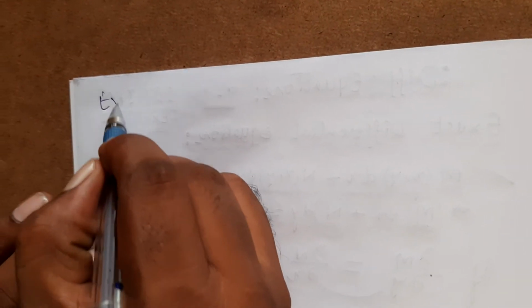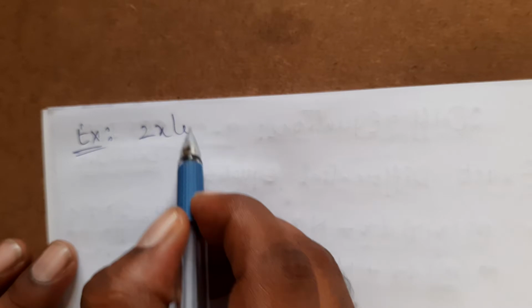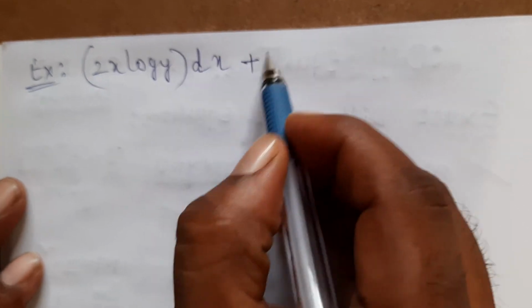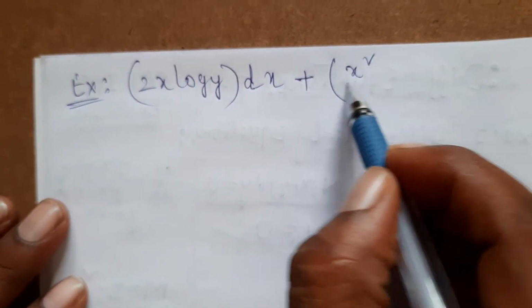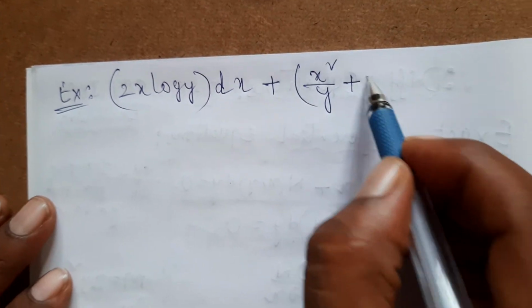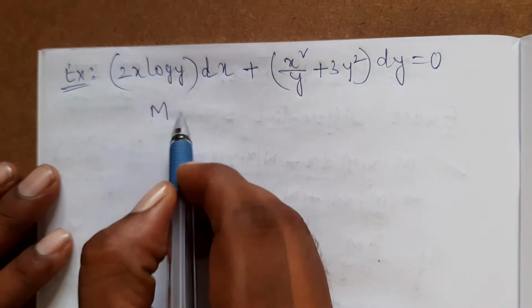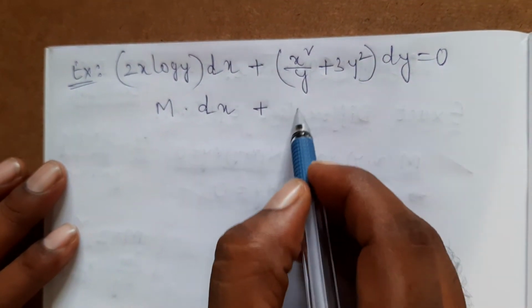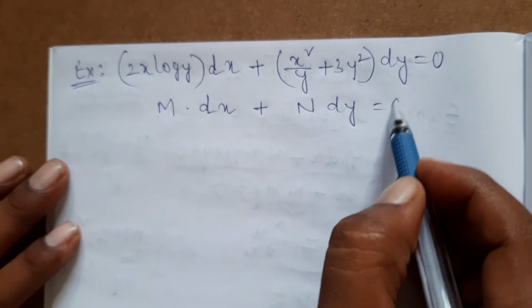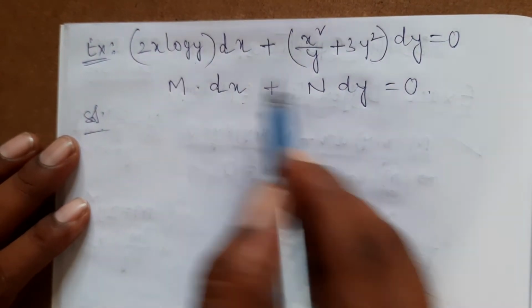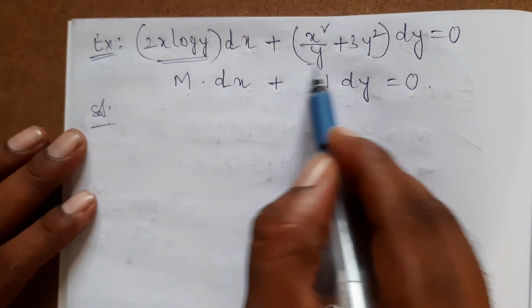One more example I will give. Solve the differential equation 2x log y into dx plus x square by y plus 3y square into dy equal to 0. So this is also in the form m dx plus n dy is equal to 0. Of course, this is the m value, this is the n value.